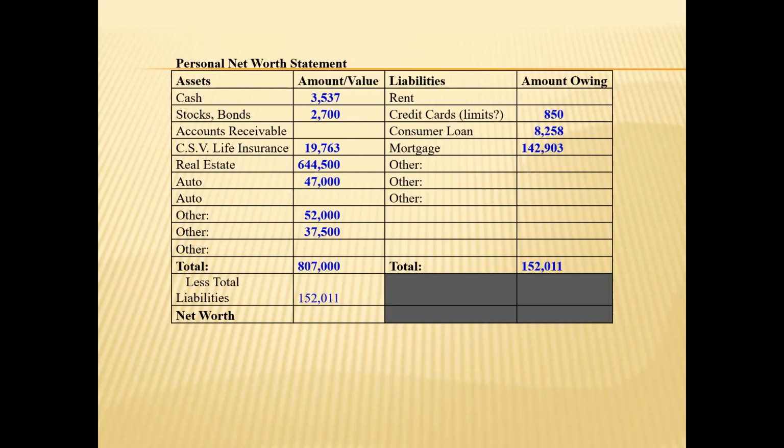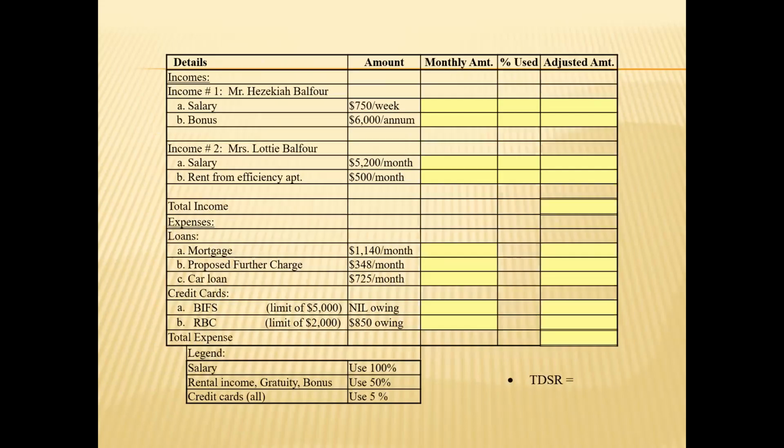We get $152,011. We put that over into the column that says less total liabilities under the total assets. We subtract 152 from the 807, and we get a pretty healthy net worth of $654,989. Is that a positive net worth or negative net worth? Positive. Okay, so that's positive. All right, so let's look at the TDSR.